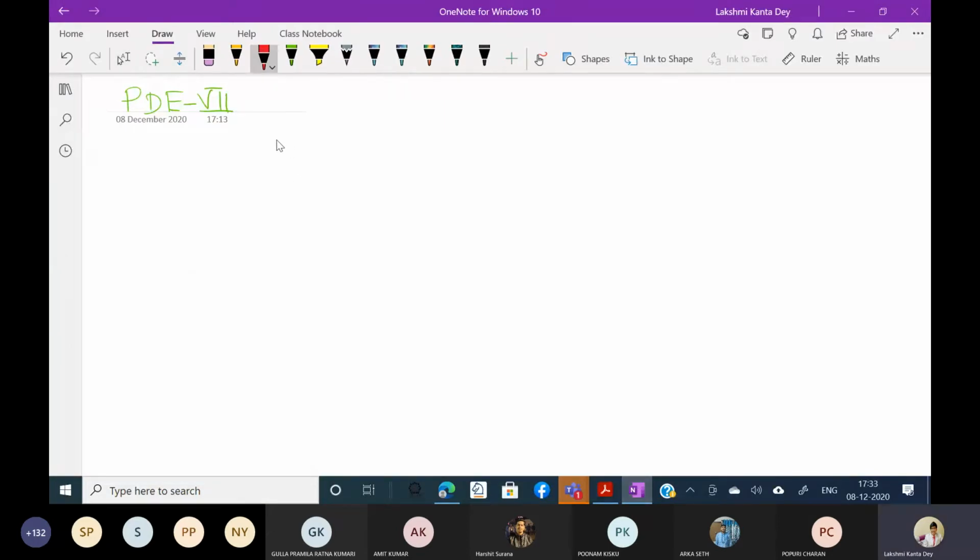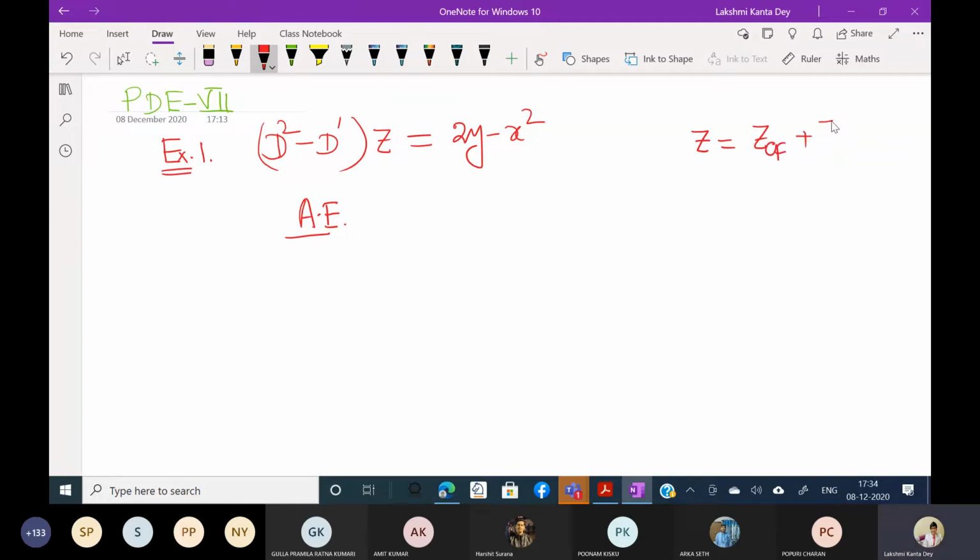I would like to give one example: D square minus D dash Z is equal to twice y minus x square. So this is your one example. What is the auxiliary equation? First we have to find the CF. Z is equal to ZCF plus ZPI. Complementary function first we have to find, and this is your complete integral.